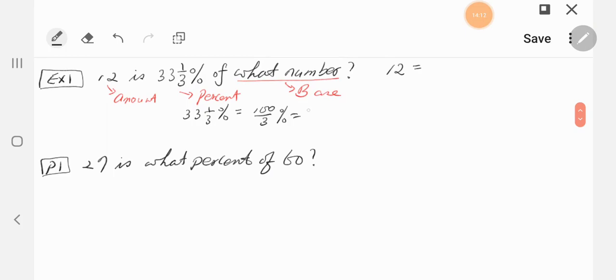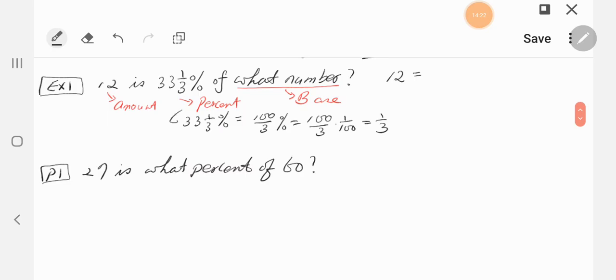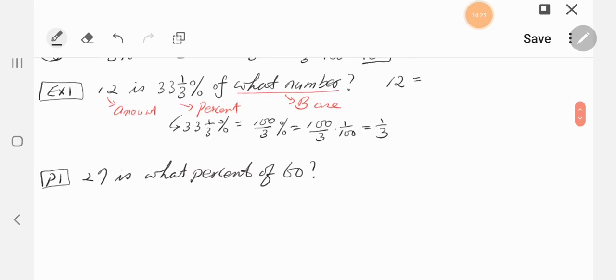I'm just doing it again. So 100 over 3, replace the percent with 1 over 100. So this is equal to 1/3, right? 1/3. So 12 is equal to 1/3 times the base.